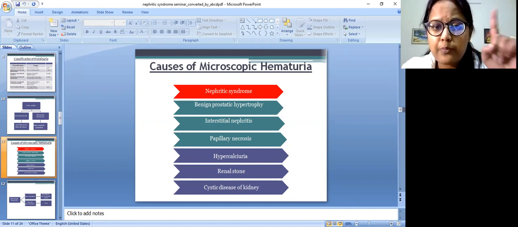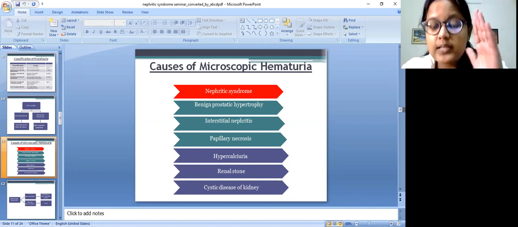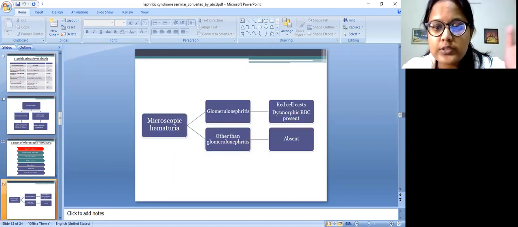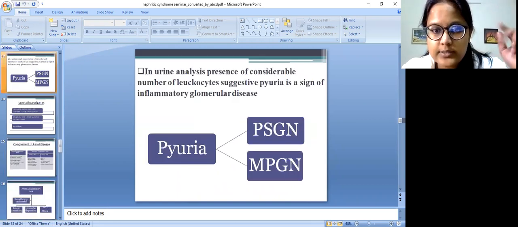But the main point which differentiates nephritic syndrome from all other causes is dysmorphic RBCs in urine. That will be positive only in glomerulonephritis, that is in nephritic syndrome, and never in the other post-renal causes. This is the main difference which differentiates glomerulonephritis from all other causes of hematuria: dysmorphic RBCs and RBC casts.